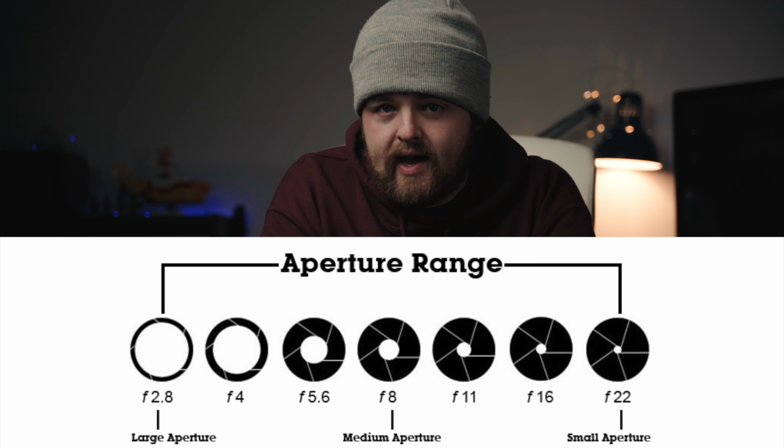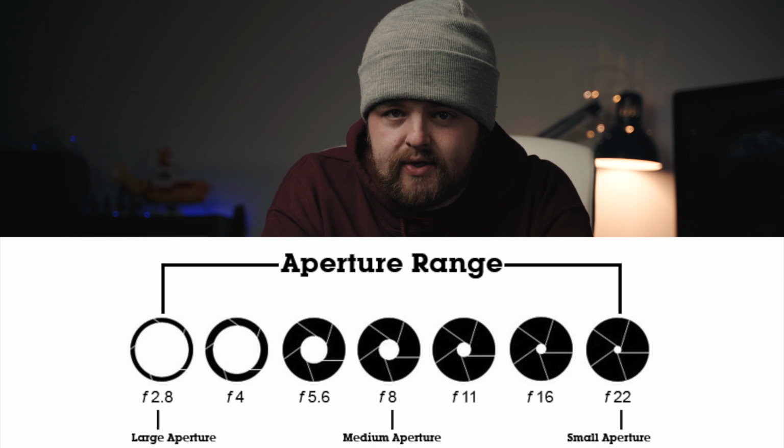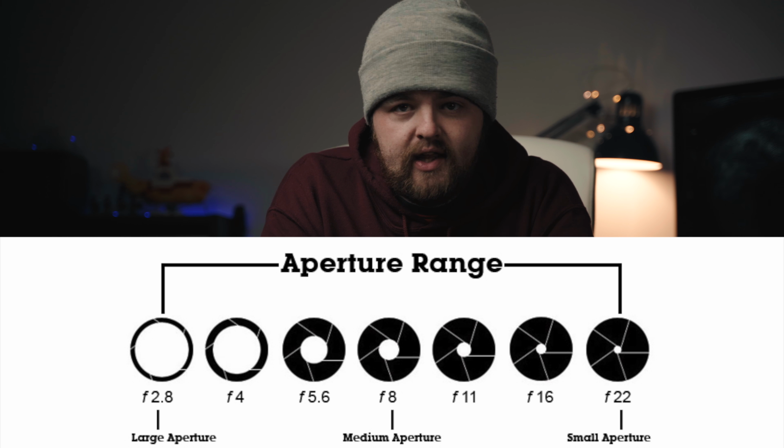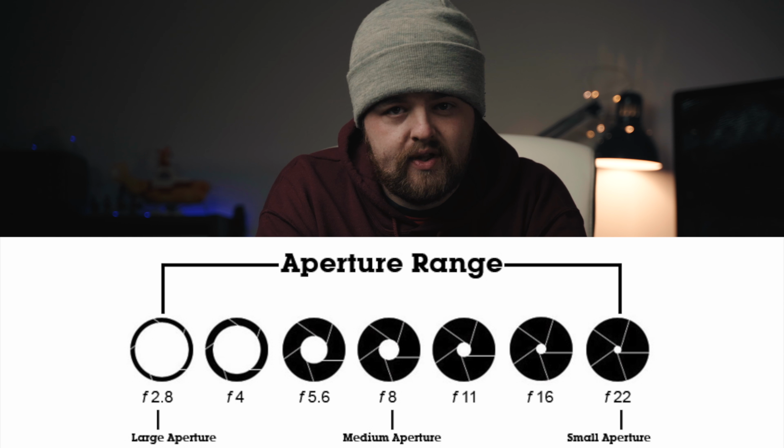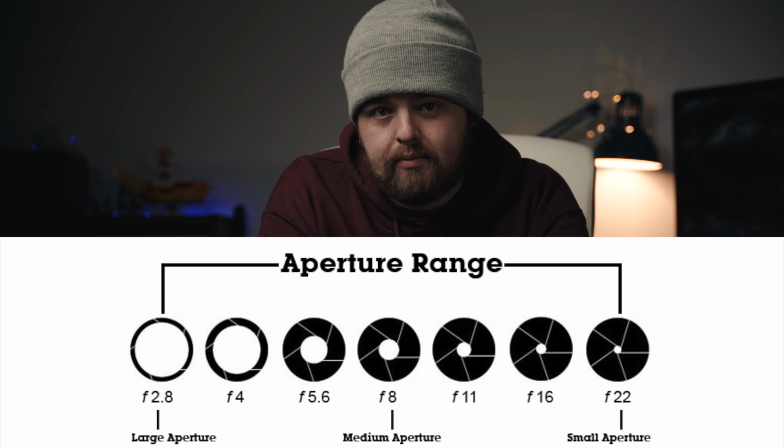An aperture like f2 is a very wide aperture, which lets more light in. An aperture of f22 is a tiny little pinhole, which lets barely any light into the camera. Confused yet? In simple terms, the smaller the f-stop, the wider the aperture is. And the larger the f-stop, the smaller the aperture is.